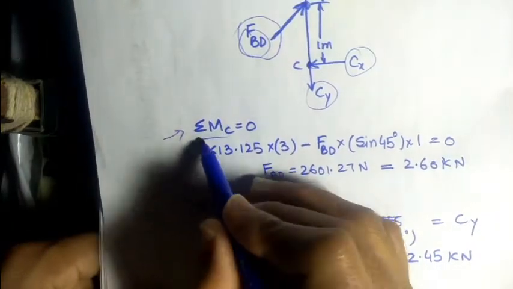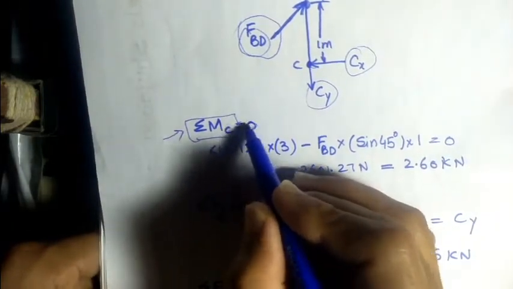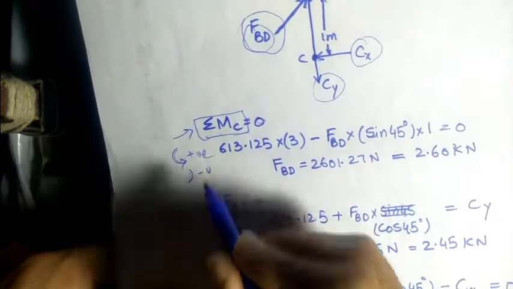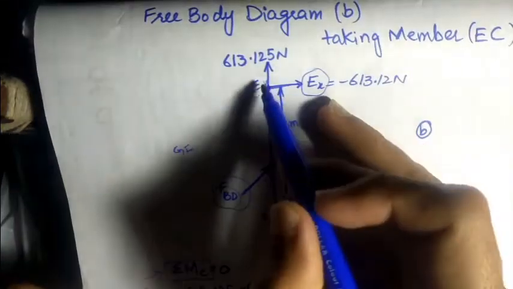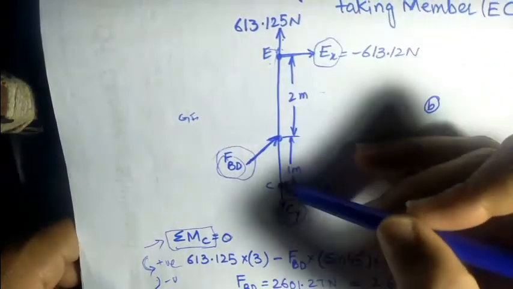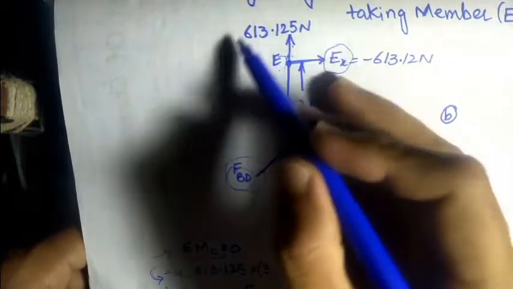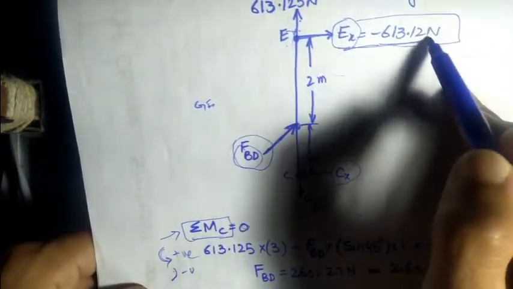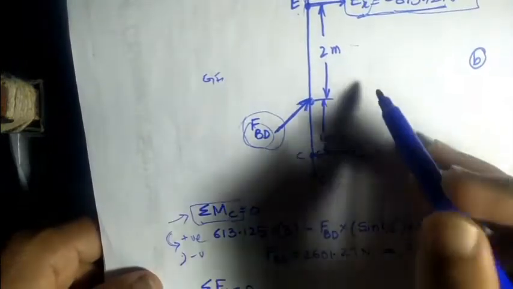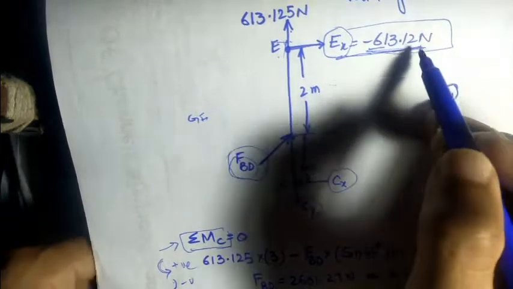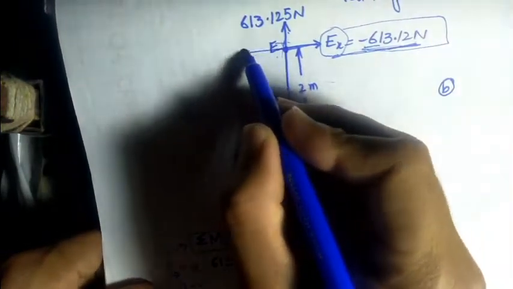So taking the sum of all moments about point C equal to 0, with anti-clockwise taken as positive and clockwise taken as negative. This force will not create any moment about point C as it does not have any perpendicular distance up to C, so this will not create any moment. EC will rather create a moment about point C. This force into the perpendicular distance will create a clockwise moment, which is negative. Negative shows that its direction is in the opposite direction.